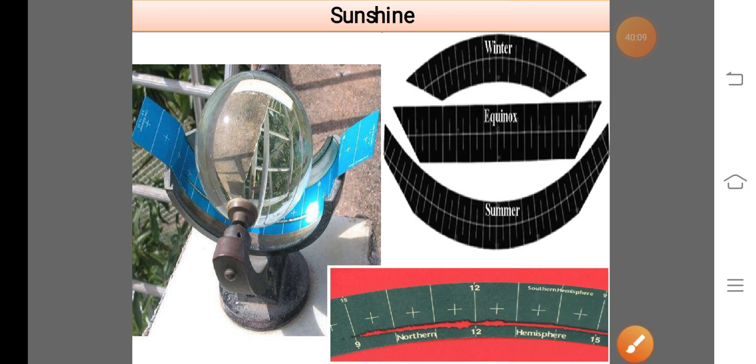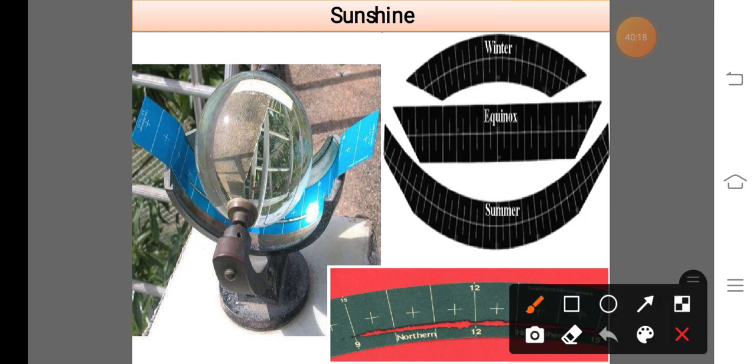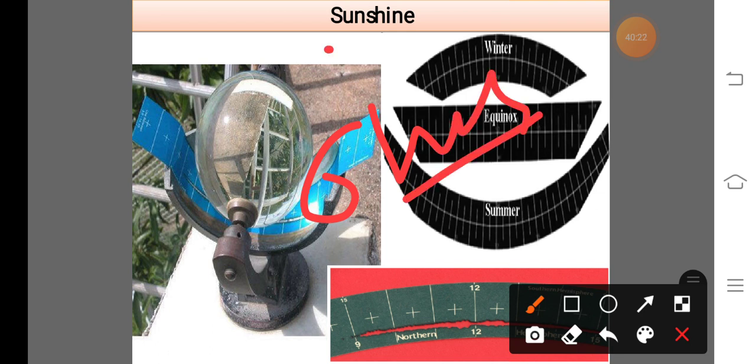So see here, from morning 9 a.m. to 3 p.m. there is continuous burning of this card. That means this indicates near about 6 hours of bright sunshine are available to crops. Like that, by using the Campbell-Stokes sunshine recorder, sunshine is recorded in a day.